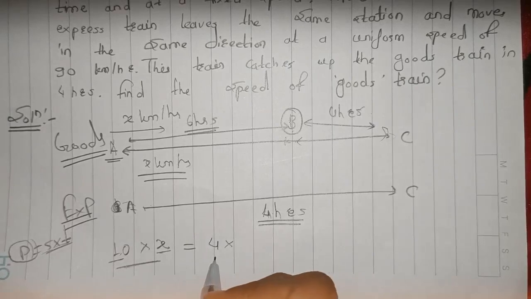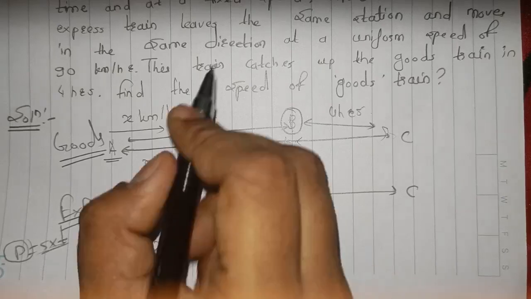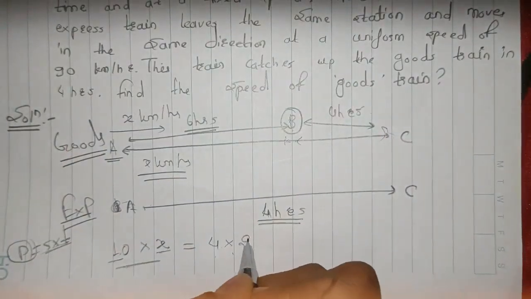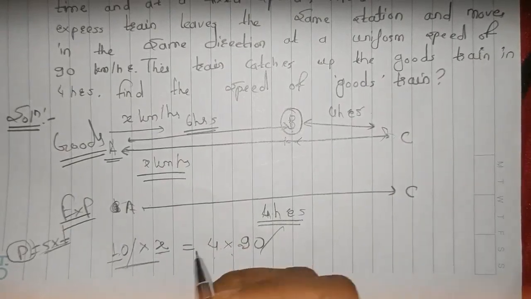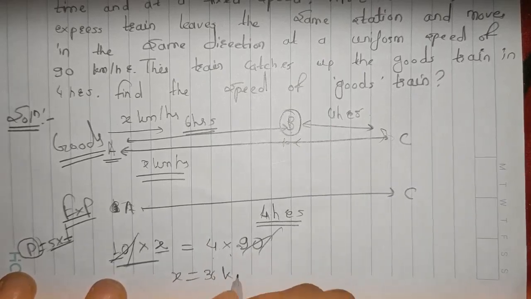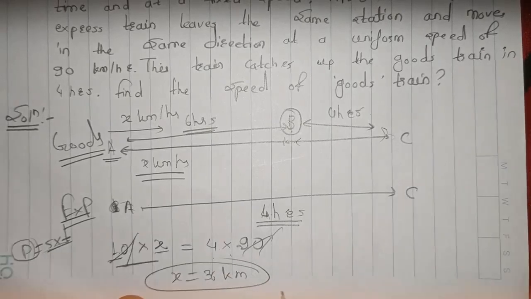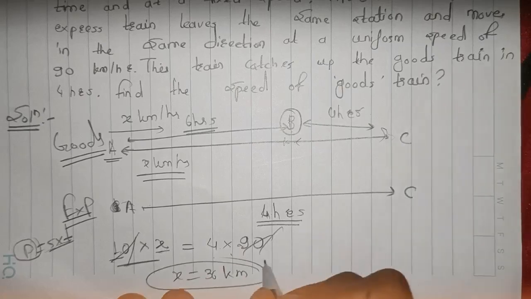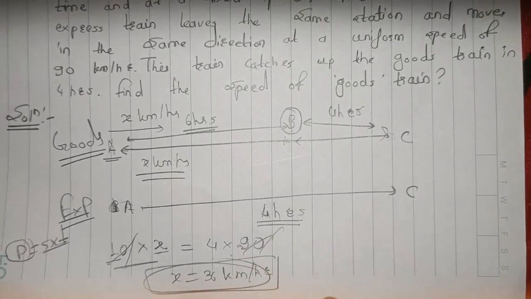Similarly, the distance from A to C for the express train would be 4 hours into 90 kilometers per hour. So 10x equals 4 times 90, the zeros cancel, so x is equal to 36. X is the speed of the goods train, which is 36 kilometers per hour.